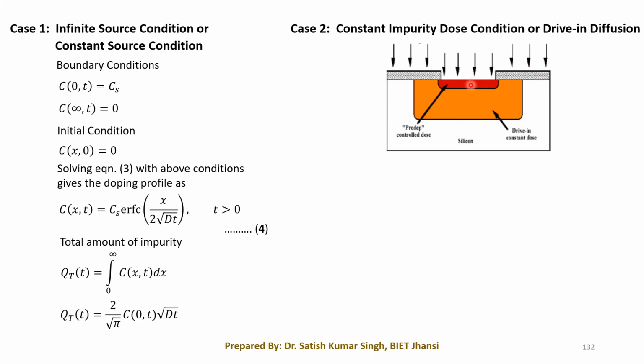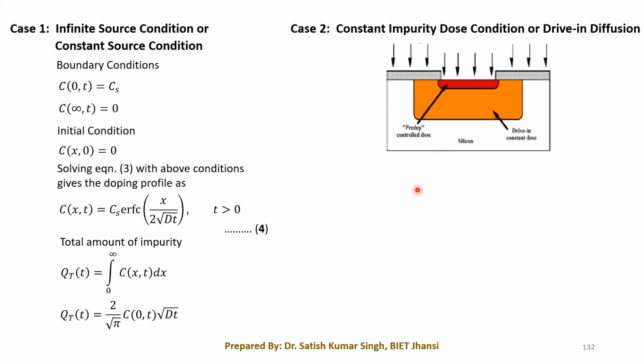Normally, we take this depth profile to be approximately a delta function. We consider it a delta function, a very abrupt change near the junction, near the surface, and after that it becomes zero. So we can consider its profile to be like a delta function.